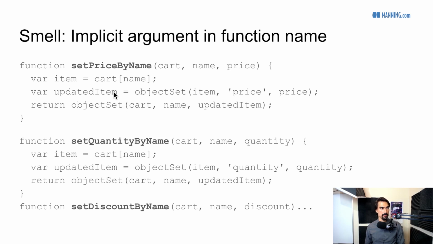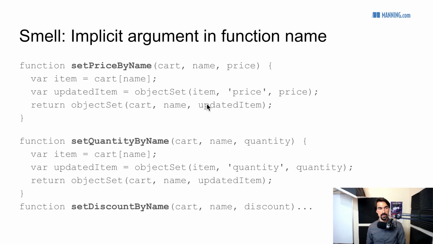You notice that it gets something out of the cart by name, and then calls that item. Then it calls object set, which is a function that is going to update a property of that item. And what property? It's passing in the string price. So it's like the key. And then price is the value that it's going to set it to. Price is another argument. And then it's going to set in the cart the name to the updated item.